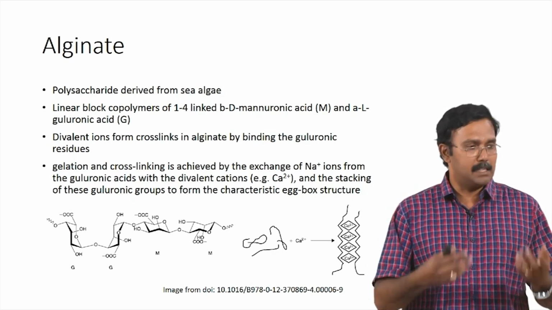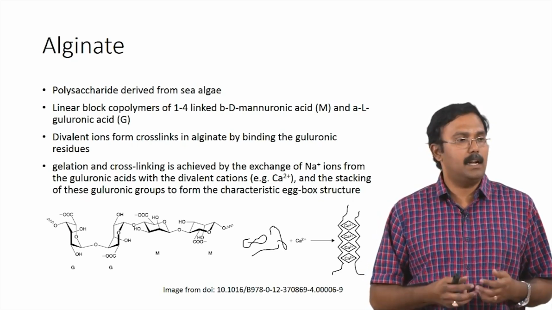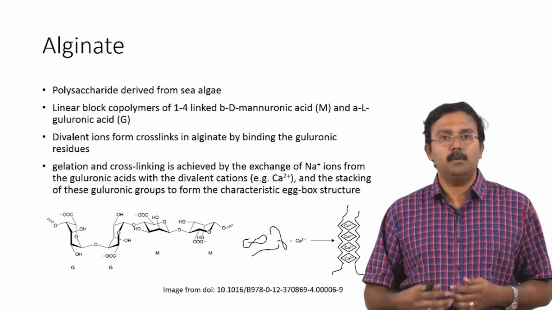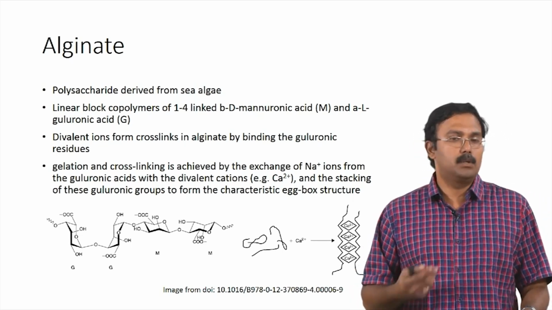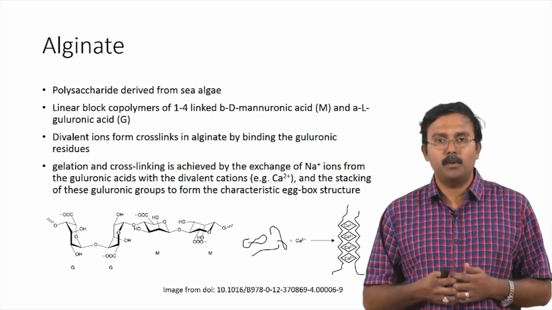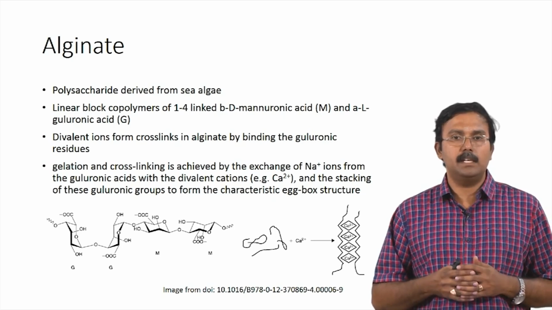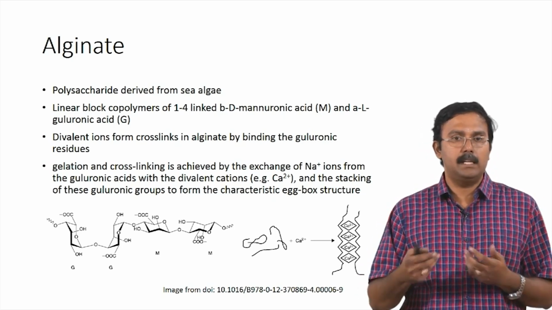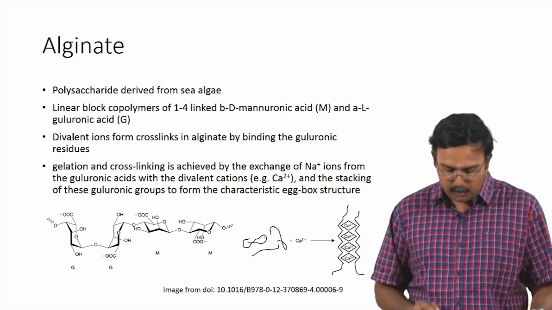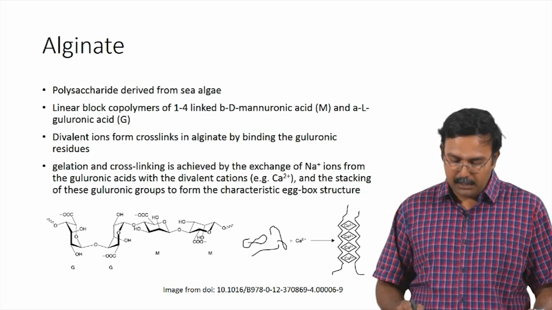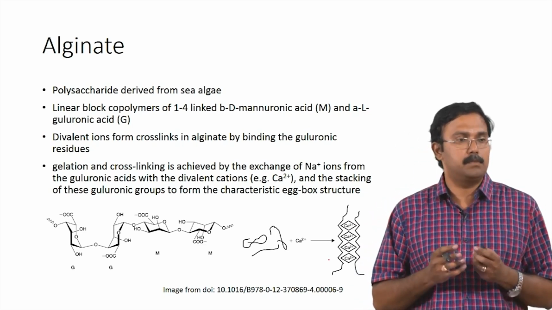In biomedical applications, they also started looking at this for cell encapsulation and techniques like that. Alginate is basically a polysaccharide derived from sea algae, and it is a linear block copolymer of 1,4 linked beta-D-mannuronic acid and alpha-L-guluronic acid. The divalent ions can form cross links in alginates by binding to the guluronic residues. During gelation and cross linking, the sodium ions get replaced with calcium ions, resulting in the formation of the egg box structure shown here. So, these separate chains get cross linked because of the presence of the calcium ions, and thereby it forms a strong gel.